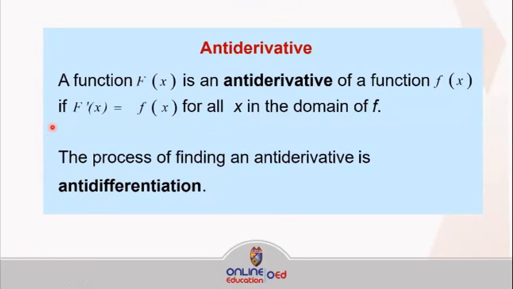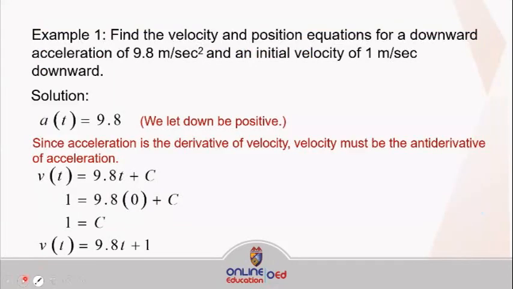So an antiderivative of a function f of x is a function F of x if F prime of x is equal to f of x for all x in the domain. The process of finding an antiderivative is anti-differentiation. That's it, it's just the reverse of our derivation, the anti-differentiation. Okay, for the first problem.